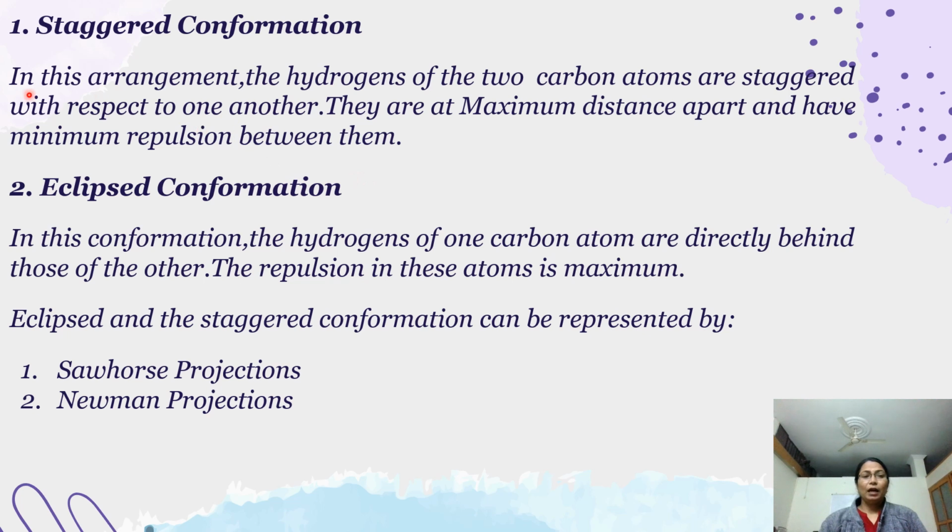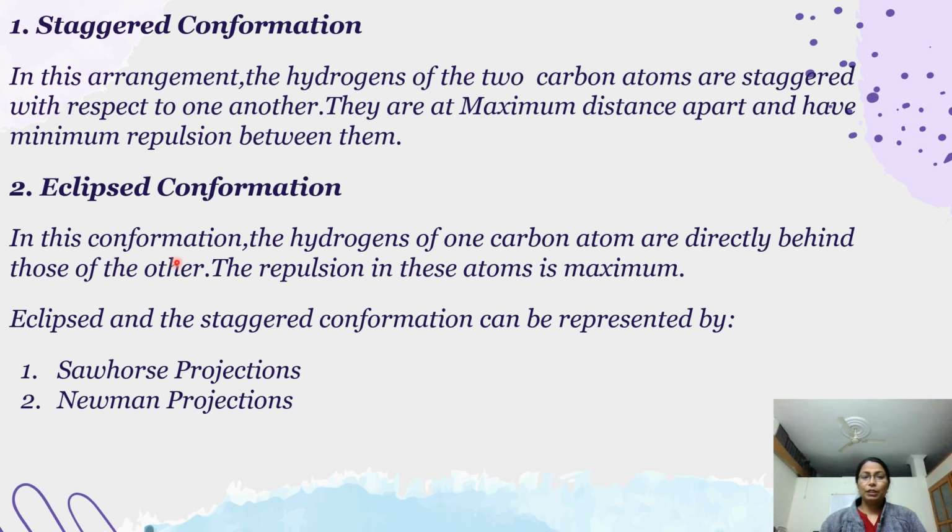Now, there are staggered conformation and eclipsed conformation. Now, staggered का meaning क्या है? In this arrangement, hydrogen atoms of the two carbon atoms are staggered. मतलब they are far away from each other. They are maximum apart and hence minimum repulsion between them. ये दूर दूर होते हैं इसीलिए इनमें repulsion भी कम होता है.